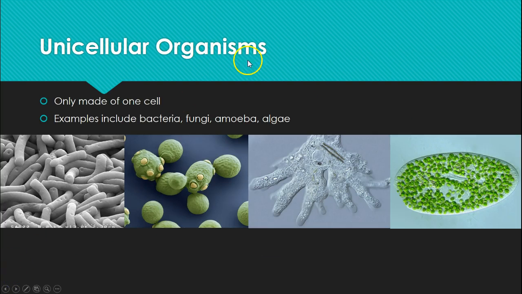So unicellular organisms are only made of one cell. So examples include bacteria or fungi. So this is a type of yeast. An amoeba is a single-celled organism, and we have an algae over here. All these little green round structures inside the cell are called chloroplasts, and they photosynthesize.